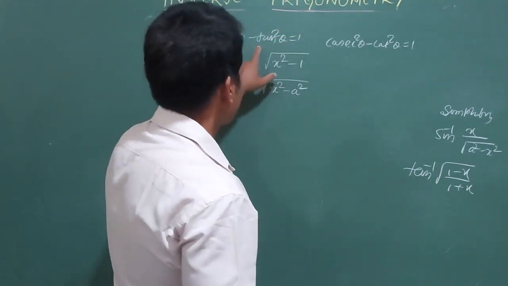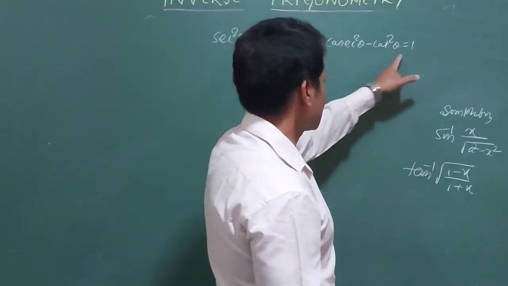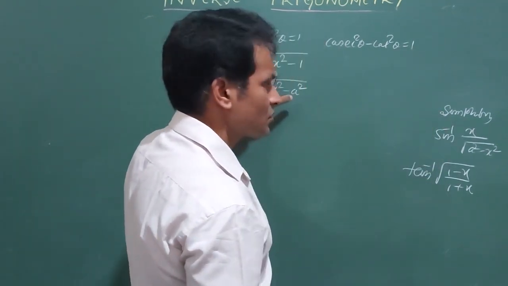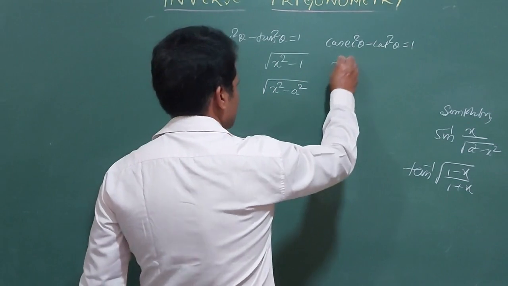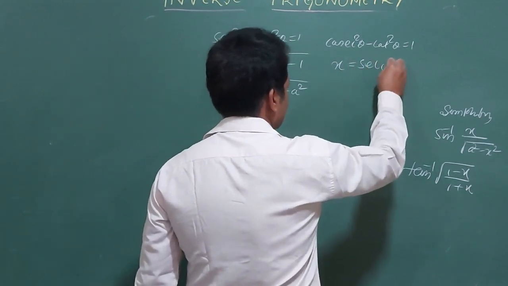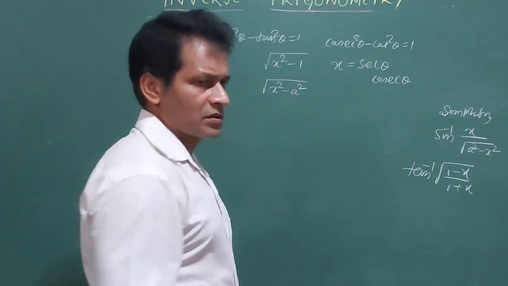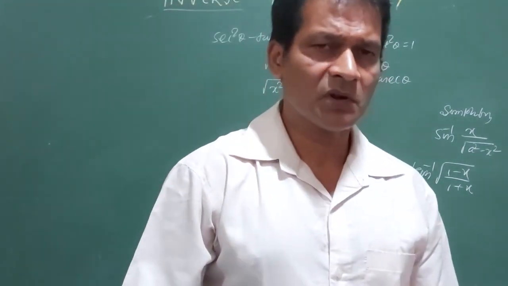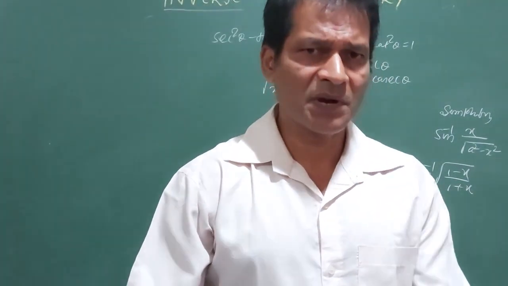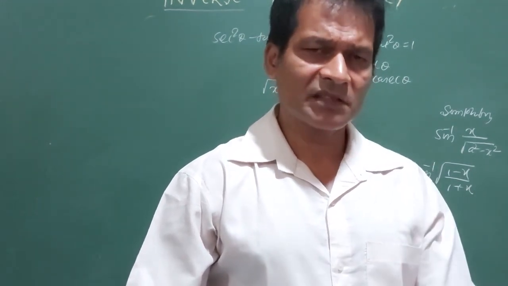Sec square theta minus 1 is tan square theta, cosec square theta minus 1 is cot square theta. That means this will be either sec or cosec. X is equal to sec theta or cosec theta. Whatever you have studied from your childhood, class 12 is the summation of all these studies. Though it is vast, all the basic things we are going to apply.